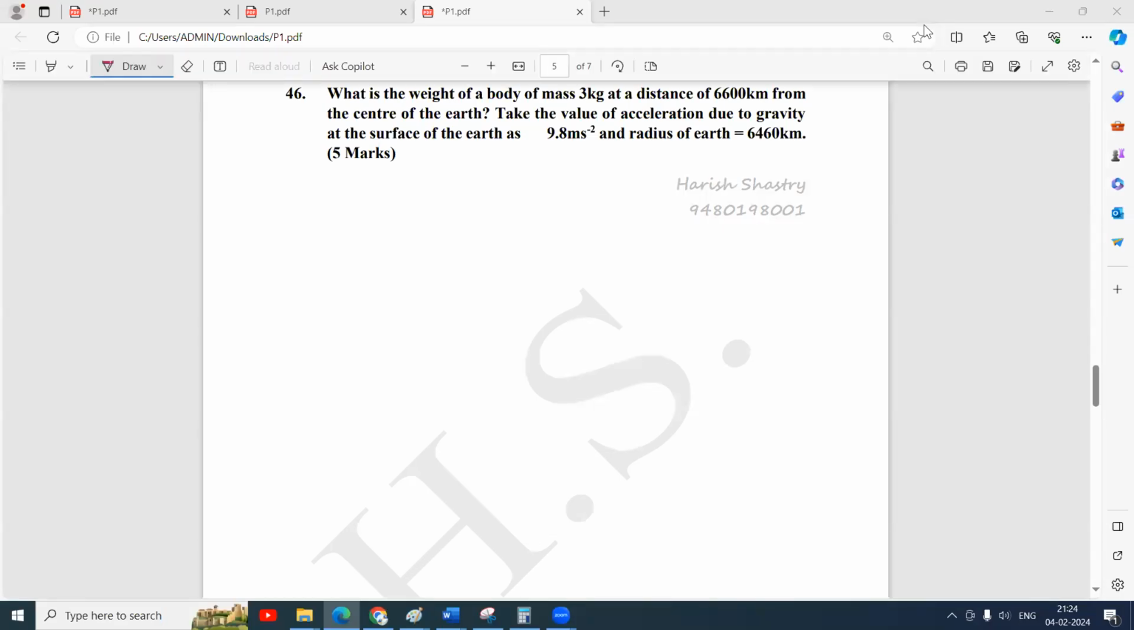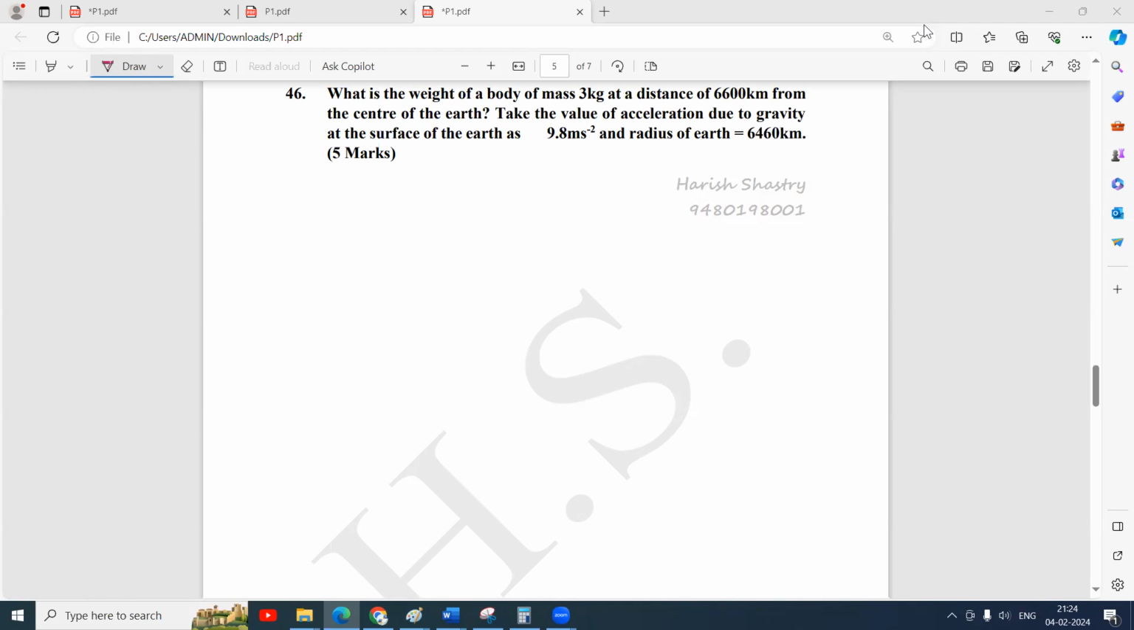Namaste everyone. What is the weight of a body of mass 3 kg at a distance of 6,600 kilometers from the center of the Earth? Take the value of acceleration due to gravity on the surface of the Earth as 9.8 meter per second square and radius of the Earth as 6,460 kilometers.